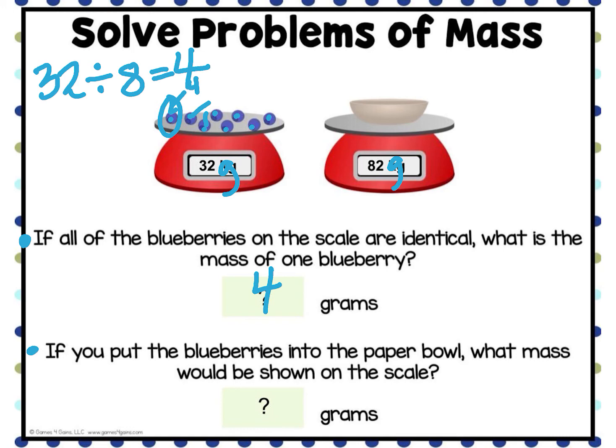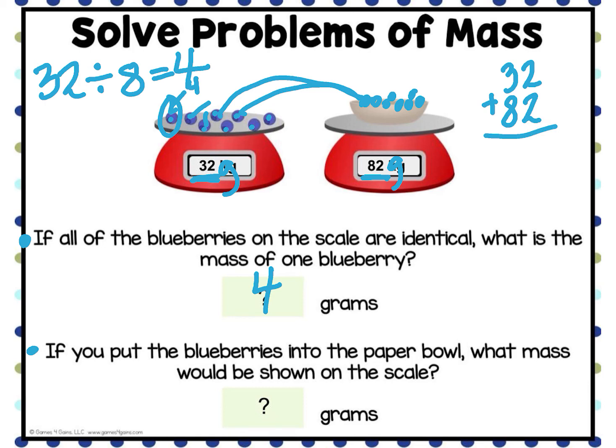If you put the blueberries into the paper bowl, what mass should be shown on the scale? So if we were to put all of these blueberries in the bowl, 1, 2, 3, 4, 5, 6, 7, 8. Okay, they're all in there. How much would the scale weigh now? Well, what would you do with this number and this number? What are we trying to find? We're trying to find the total, right? The total of those two weights put together. So on the side here, I'm going to put 32 plus 82.